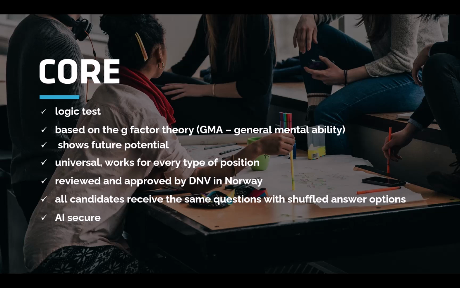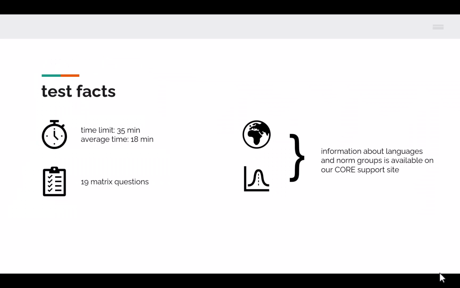Alternatively, you can have the candidate take the test while sharing their screen with you, which is feasible given that the average test time is 18 minutes. Moving on. The time limit is set to 35 minutes with an average completion time of 18 minutes. This means that many candidates will have time left after answering all the questions. It also ensures that most candidates will be able to finish the test, and this is intentional.